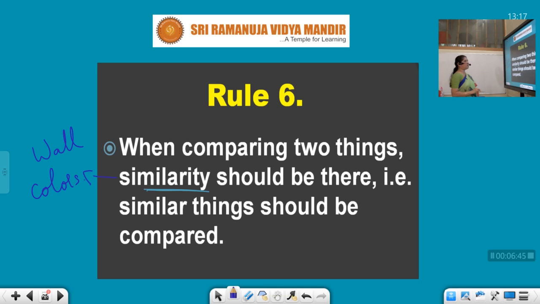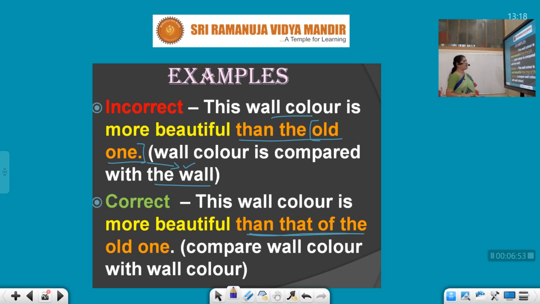We are actually talking about the wall colors. So you can't compare a wall color to another wall. Did you understand? You can't compare a wall color to another wall. So there should be a similarity between the two things.